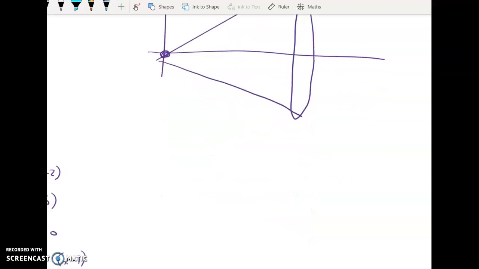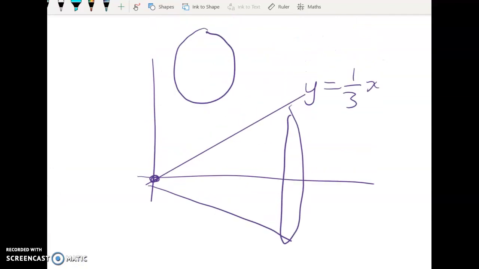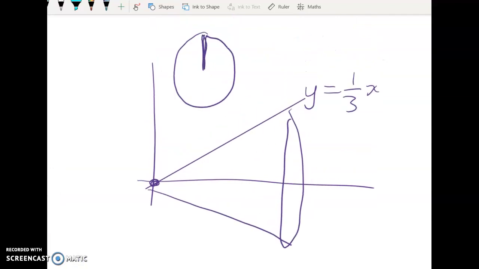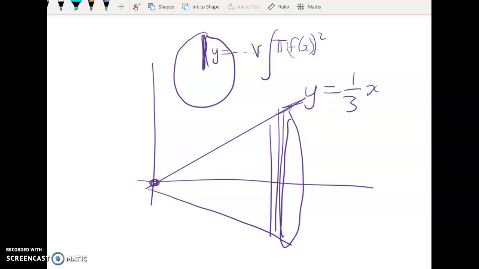So the way that we do that is to think about what's the area of a circle. Area of a circle is pi r squared, and at any point we can think of the radius of these slices as being the height of this curve. So the radius is just going to be y. The area of the circle will be pi times the radius, which is y, squared. And we're going to add all of those up. So that's how we get a formula for the volume of a solid of revolution.